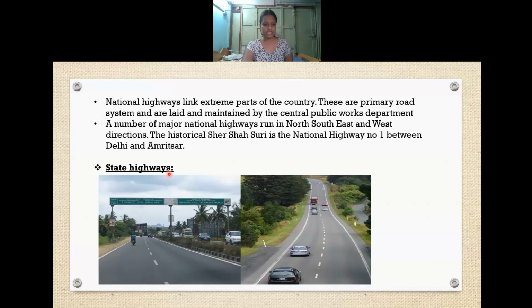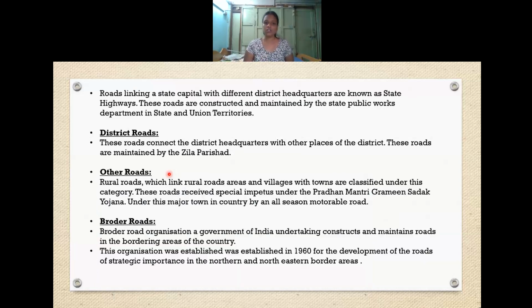So next one is the State Highway. State Highway roads link the state capital with the different headquarters in that state. These are known as state highways. These roads are constructed and maintained by the state Public Works Department in their particular state as well as in their union territories. The district roads. These district roads are well connected with the district headquarters and other places of taluk. These roads are maintained by the Zilla Parishad.